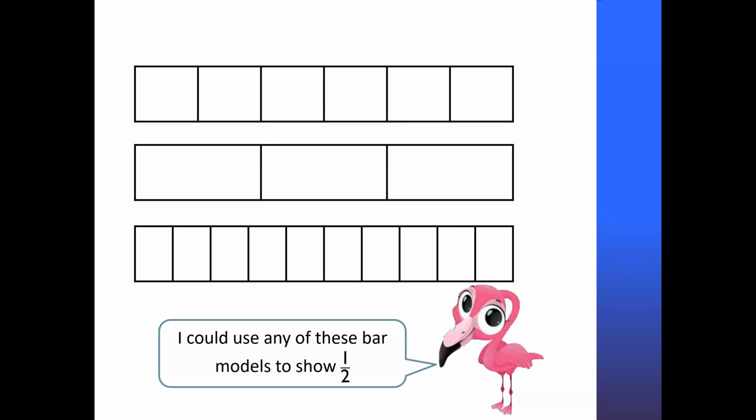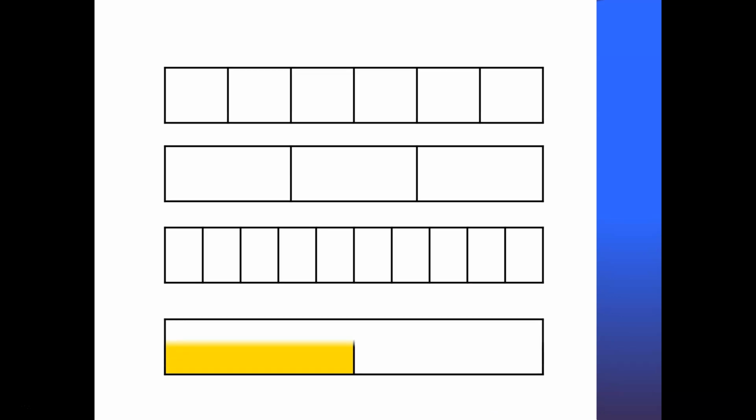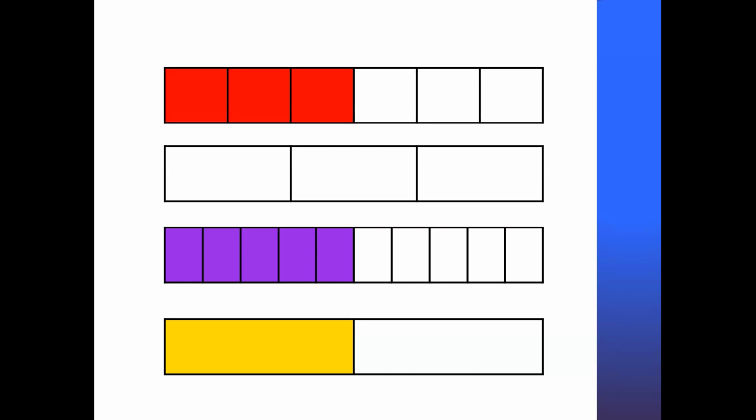Let's have a look together. First, I will draw another bar of equal size and shade in half to compare. If we shade 5 sections of the bar with 10 equal sections, then we can show a half. 5/10 is equivalent to 1/2. If we shade the bar with 6 equal sections, we can show a half by shading 3 out of the 6 sections. So 3/6 is equivalent to a half. But if we shade the bar with 3 equal sections, we cannot show a half. We can see that 1/3 is not equivalent to a half.